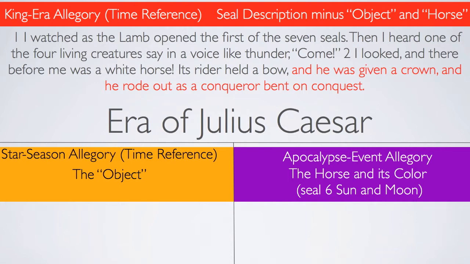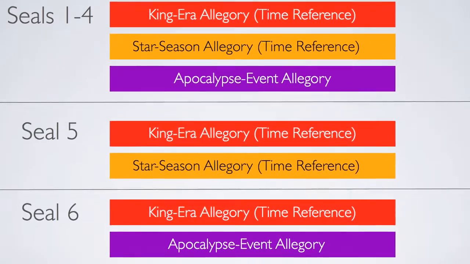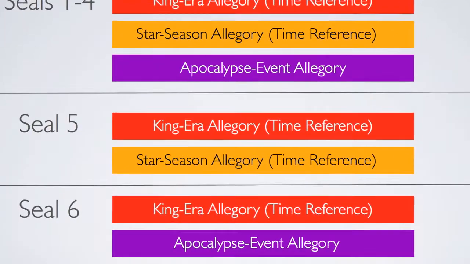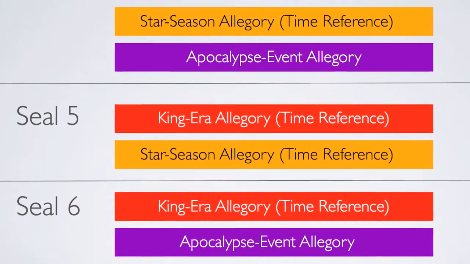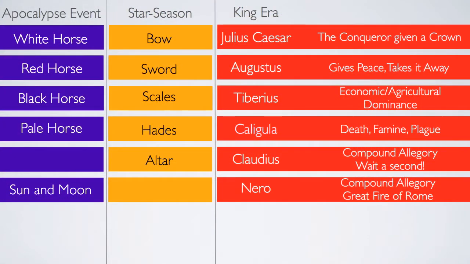The star season allegory in this seal is the bow. This is the object in this allegory. Again, this is only a time reference. The apocalypse event allegory is the horse and its color. Again, the complexity of this chapter should not be underestimated. Seal 5 and Seal 6 are extraordinarily complex, but again, we're only addressing simple history, so complexities will be dealt with later. Now, once you break down all the references, it looks something like this.